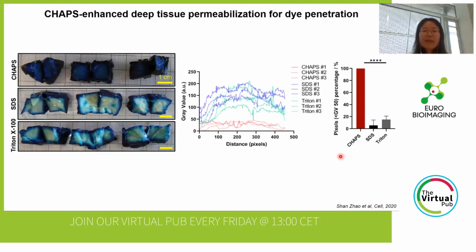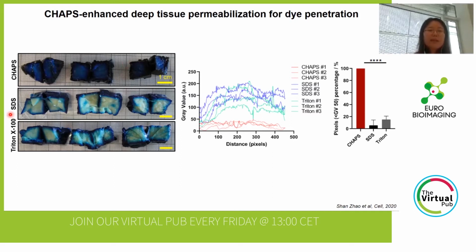The second experiment we designed is to check if this miniaturization could enhance dye penetration. We put different groups of samples into different detergent solutions, SHAPS, SDS, or Triton, and then incubate with the methylene blue dye. After overnight, we cut the sample in the middle to see how efficient the inner labeling is. We could clearly see that only the SHAPS samples have a very homogeneous and full labeling of the methylene blue dye.